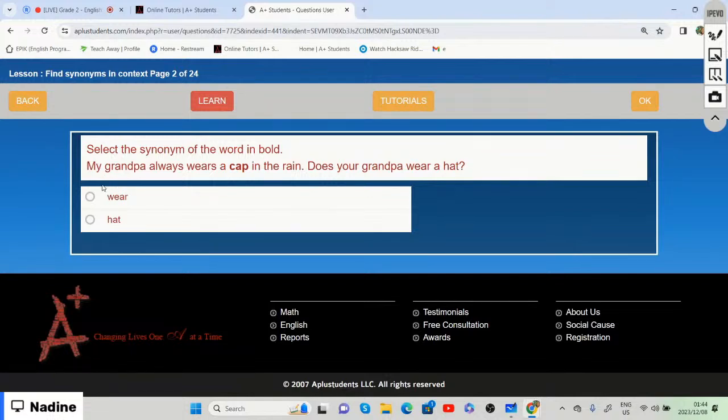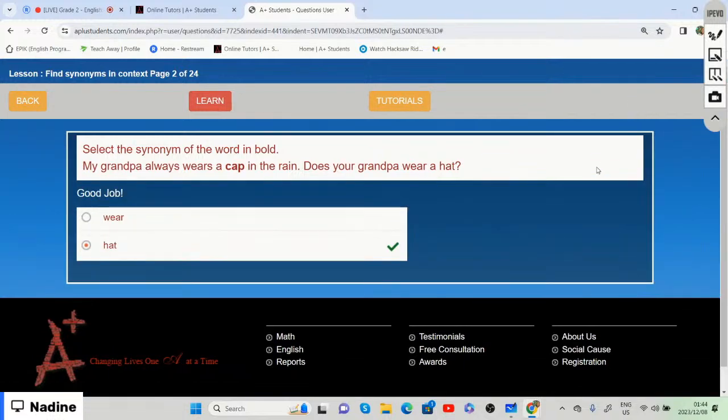So we can say, my grandpa always wears a cap in the rain. Cap. What is a word that is similar to cap? Is it number one, which is wear, or number two, which is hat? A word that is almost the same as cap. If we choose the word that is almost the same, we can say hat. So cap and hat are the same.